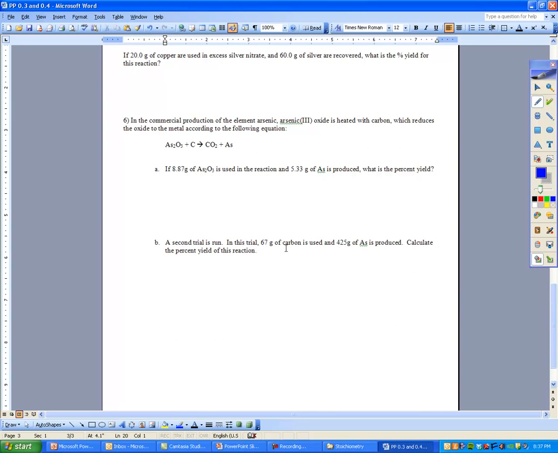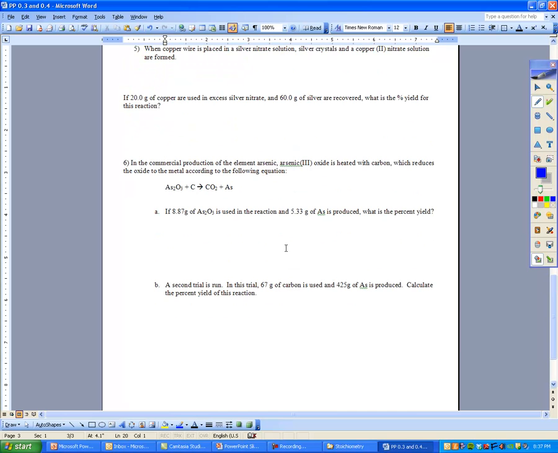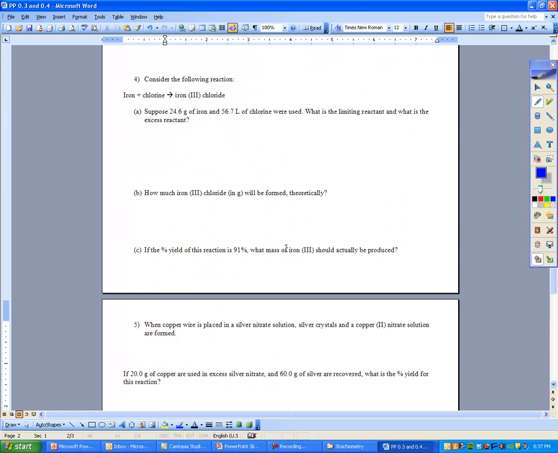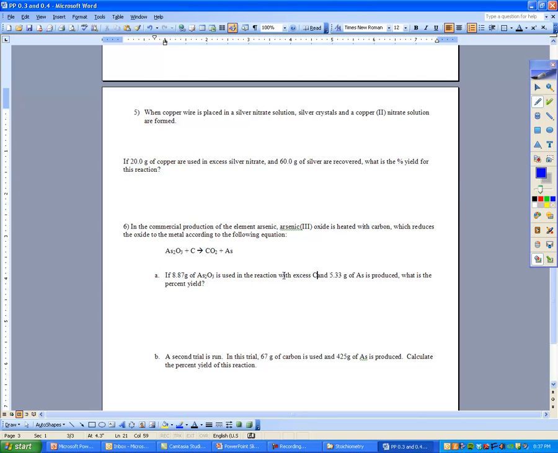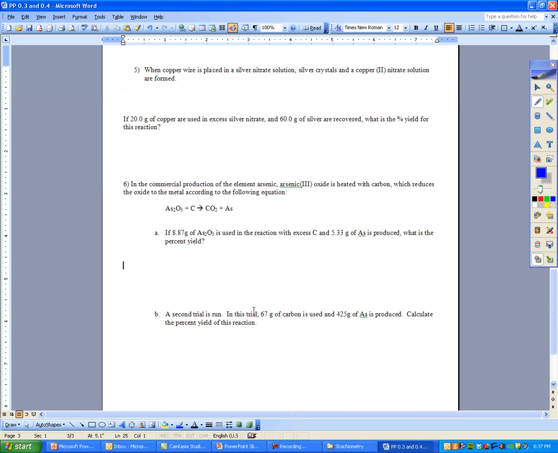And number 6, we need to do the same thing as well. So let's say with excess carbon. Okay, so just add with excess carbon to letter A, and add with excess As2O3 for this one down here.